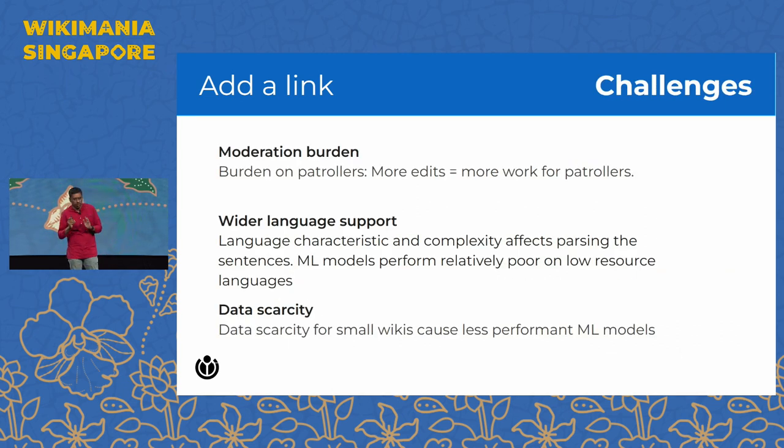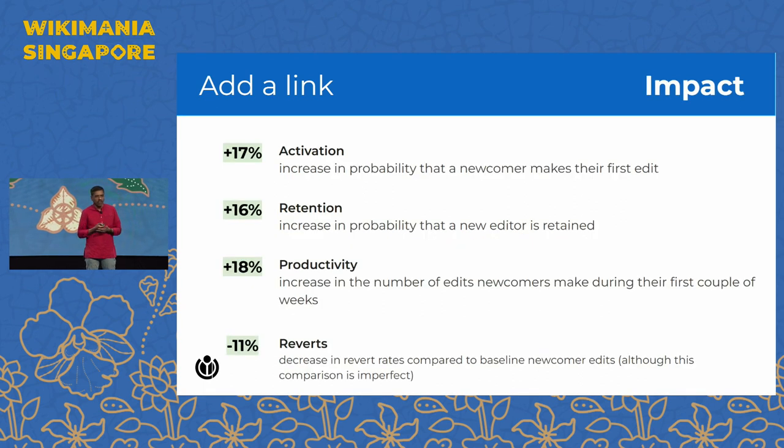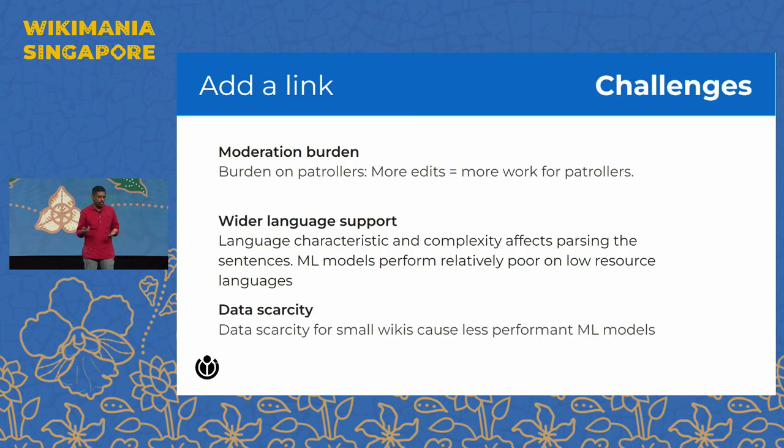There are also a few challenges with this kind of system. Like if newcomers are adding links, moderators may say that it's more work for them to review. And if you want to support more and more languages, we need to have more models. And to train those models, we need more data. If the wiki has a smaller amount of data, training may not be as efficient as compared to a large language.